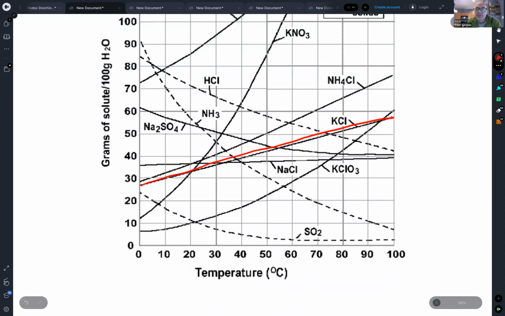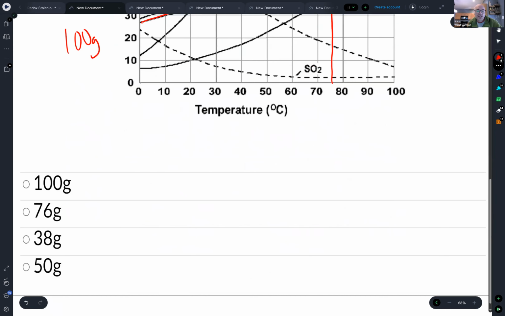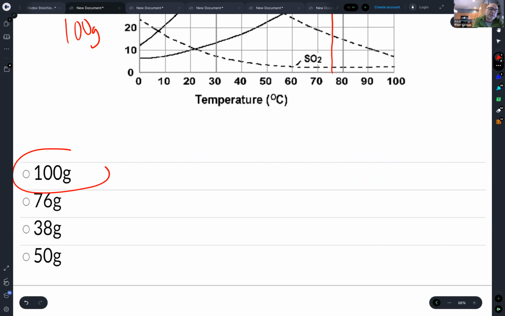So find your 75, go straight up, and it looks like we're just on this line somewhere around 50, but this is for 100 grams. So we would need to double that, or roughly close to that somewhere. So here's our answer, 100 grams. All right, so that takes care of 6. Now we can move to 7.